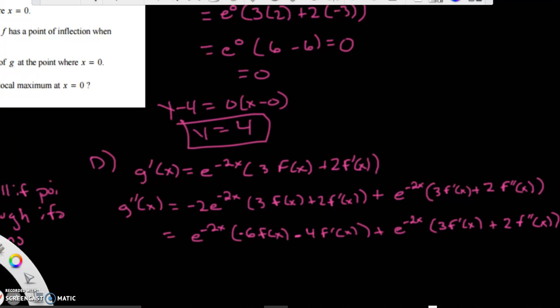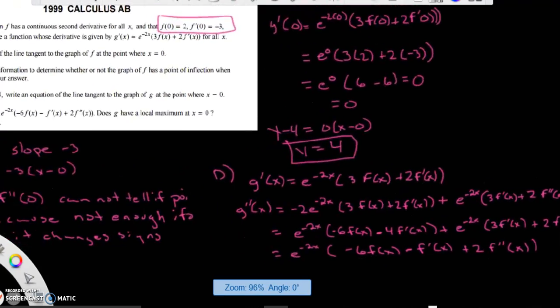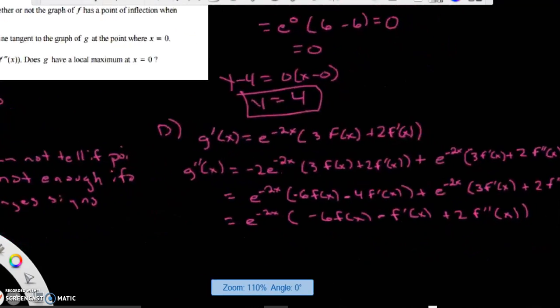Now let's see if I could simplify this furthermore. They both have an e to the negative 2x, so I could factor that out, e to the negative 2x. If I factor that out, I'm going to get negative 6f of x. Negative 4, positive 3 is going to give me one of those, but negative. Negative f prime of x. Okay, it's starting to look like it. Plus 2f double prime of x. Okay, I think I just proved it. Let me look. Yep.